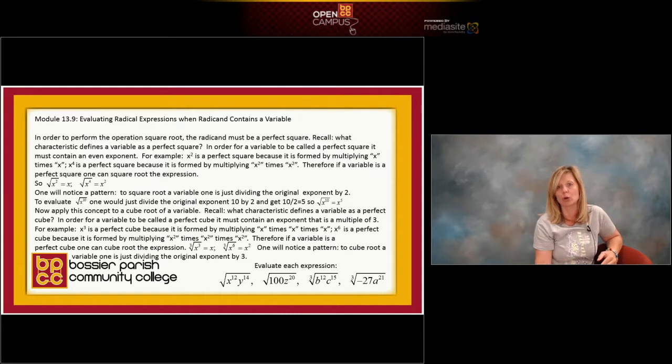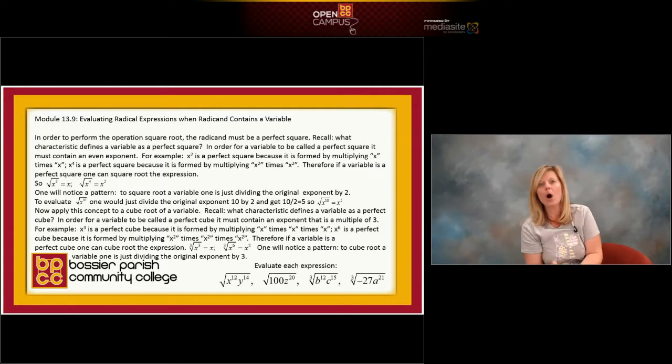which means you can undo it by doing the square root. If I wanted the square root of x squared, I'm asking what letter times itself would give us x squared? You would all say x. So the square root of x squared is x. If I asked you the square root of x to the fourth, I'm asking what term times itself would give us x to the fourth? That would be x squared.